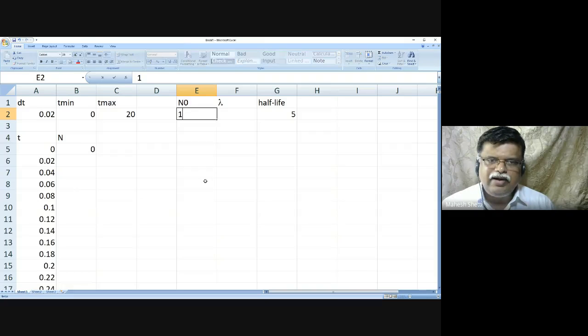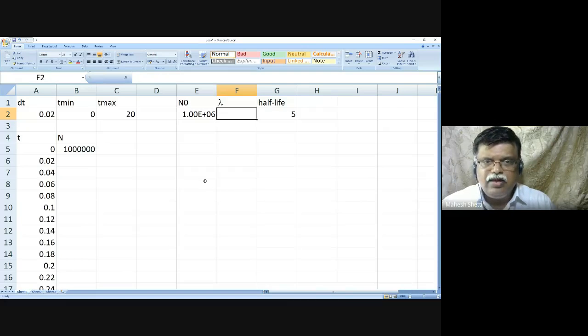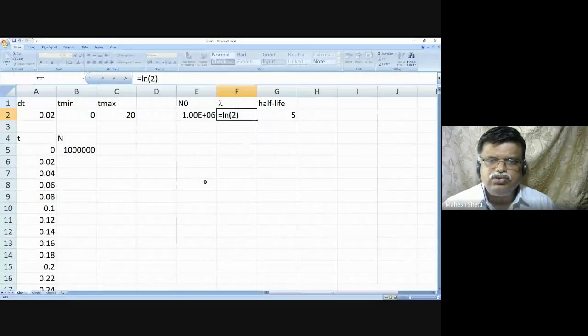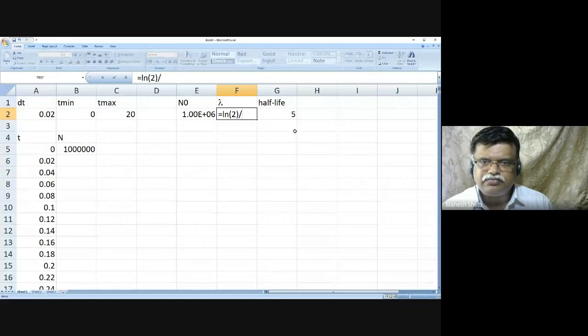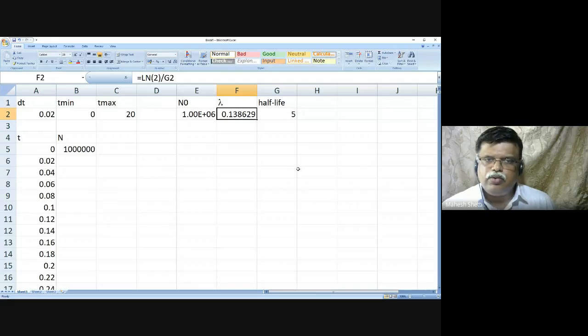I have not written it, but let us suppose I have initially some 1 million particles, so I have just written 1e6. The half-life is lambda, which is log of 2, so ln 2 divided by half-life. I got some number, and ln is the natural log function in Excel. So I'm writing ln bracket 2 divided by G2, where G2 is the half-life. I don't need to lock these values because they are going to be fixed. But when I use these values in the formula, then I will have to lock those cells.